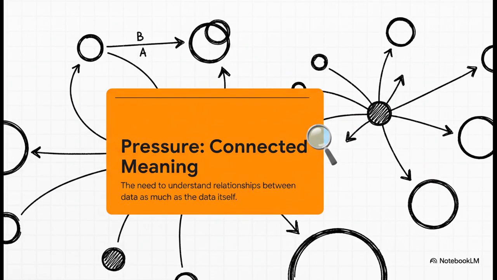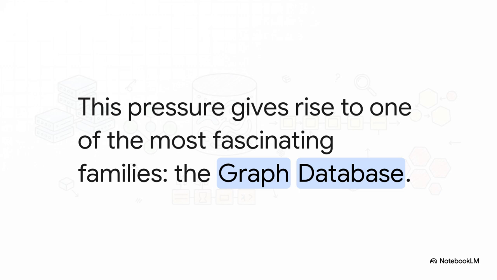Now, let's take a big conceptual turn. What if the most interesting part of your data isn't the individual data points themselves, but the web of connections between them? What if the question you need to ask is, how are these things related? Or, what's the shortest path from here to there? This pressure, this need to find connected meaning, gives us one of the most powerful and, frankly, coolest answers in the whole database universe, the graph database.